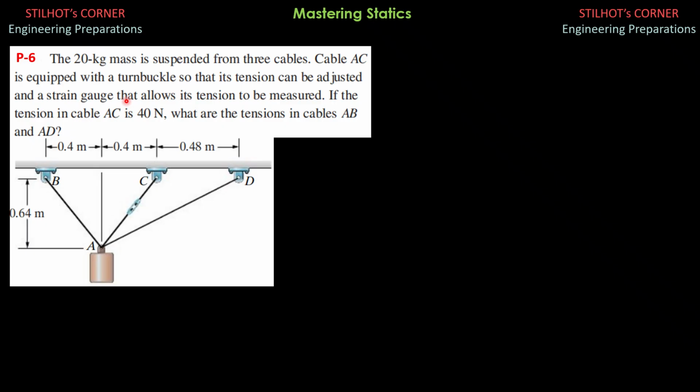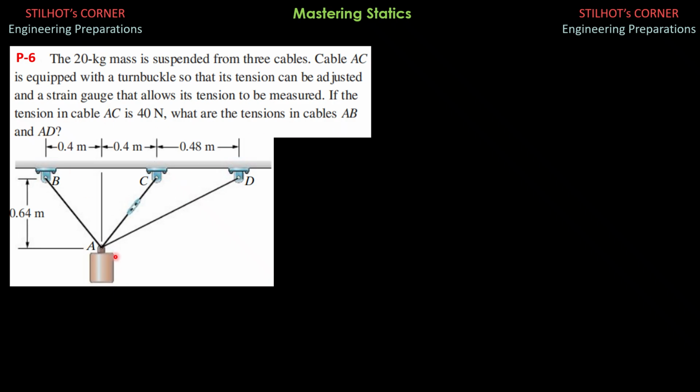Problem 6. The 20 kilogram mass is suspended from three cables. Cable AC is equipped with a turnbuckle so that its tension can be adjusted, and a strain gauge that allows its tension to be measured. If the tension in cable AC is 40 newtons, what are the tensions in cable AB and AD?